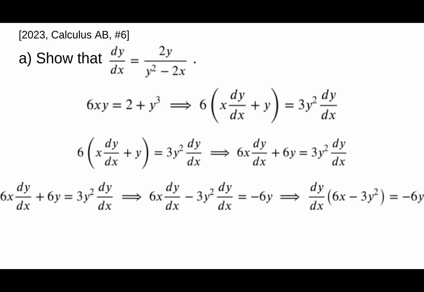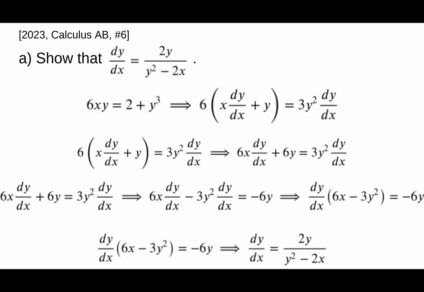Simplifying this, 6x dy/dx plus 6y equals 3y squared dy/dx implies that 6x dy/dx minus 3y squared dy/dx equals negative 6y. Factoring out the dy/dx, we get dy/dx times (6x minus 3y squared) equals negative 6y. And eventually dividing both sides by 6x minus 3y squared, we get dy/dx equals 2y over y squared minus 2x.